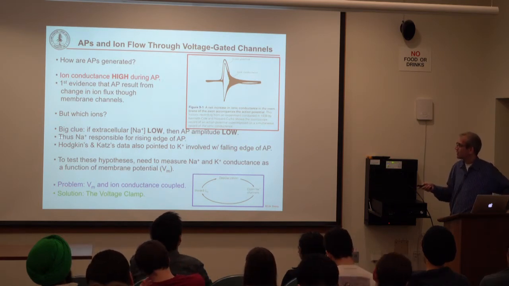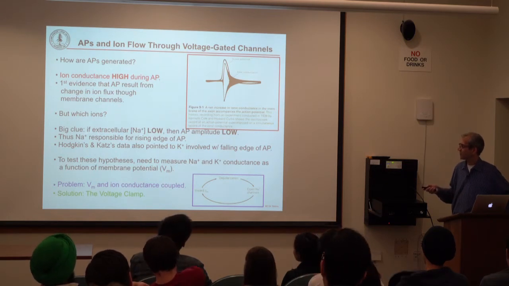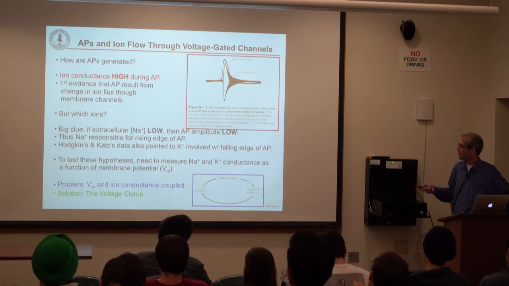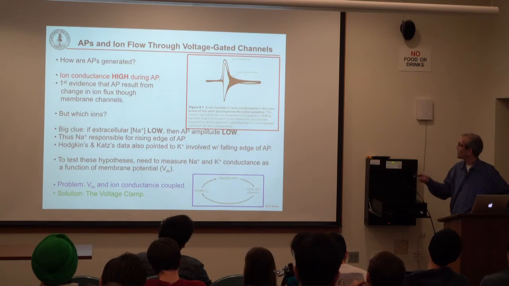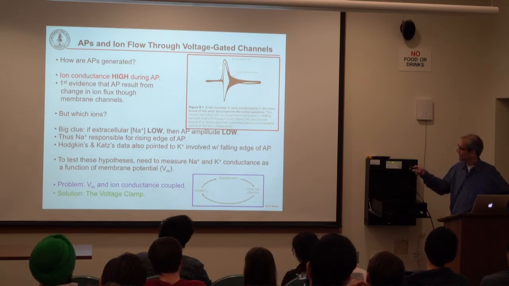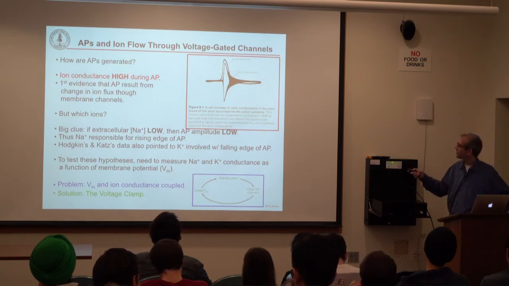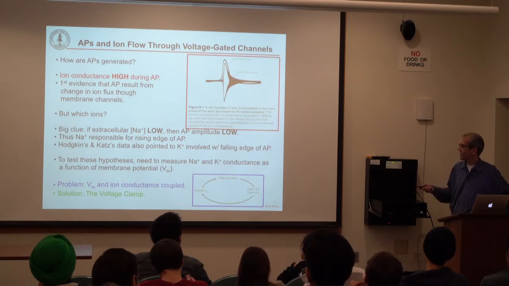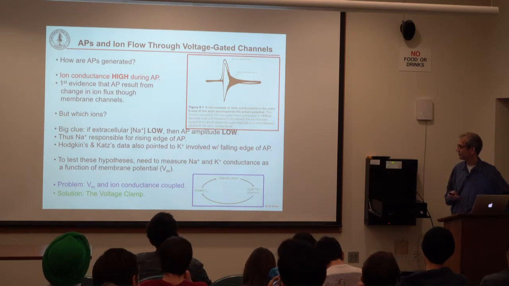So a big clue as to which ions were involved came from the following. If extracellular sodium, the concentration thereof, was low, then the action potential amplitude was low, right? So they backed off the salt, basically, outside the cell, and they saw the height of this shrink. Huh. So maybe the reason it goes up as high as it does has something to do with sodium concentration, right? So maybe sodium is responsible for the rising edge and the peak of the action potential.